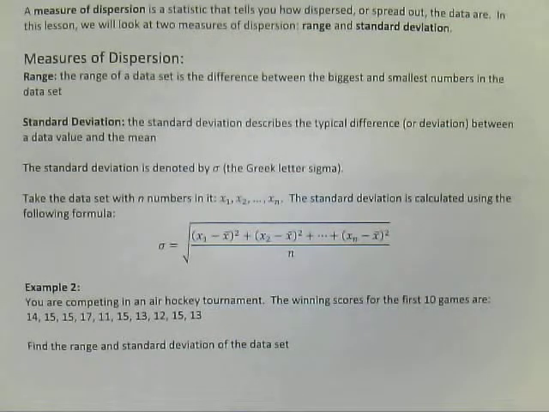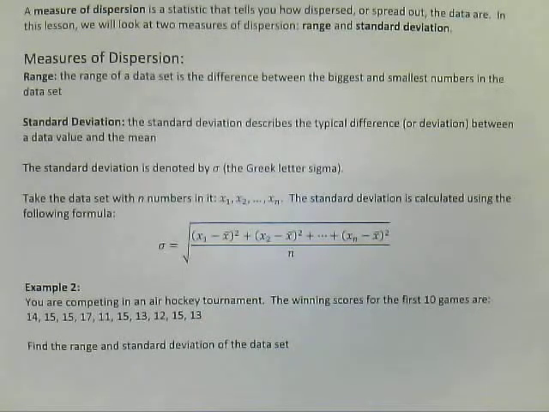This video is going to be about measures of dispersion. So this is analyzing how spread out a data set is. There are two things that we're going to look at for this: one is range and one is standard deviation. The range is very straightforward. It's just the difference between the biggest number and the smallest number. That's all range is.